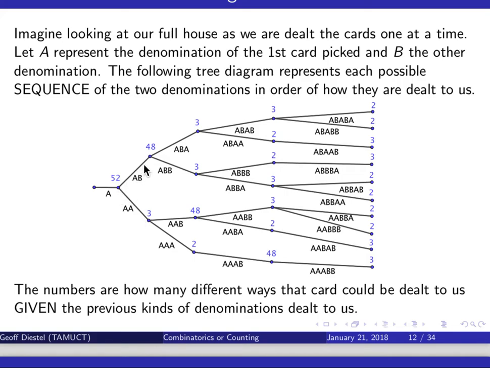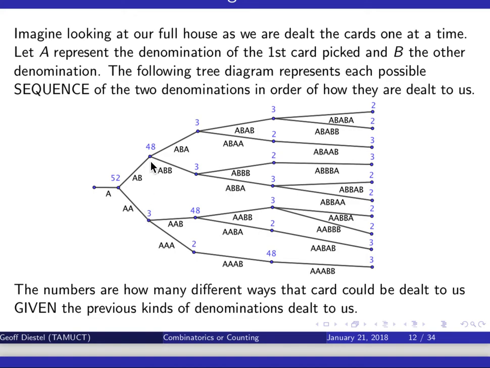If it's a different denomination, there's 48 possible cards that could be that different denomination, because each denomination has 4 cards. If we got a 5 first, we didn't get one of the other 3 fives, so there's only 48 cards that could come. If we got a 5 and then got another 5, there's only 3 fives left that we could have gotten as the second card.